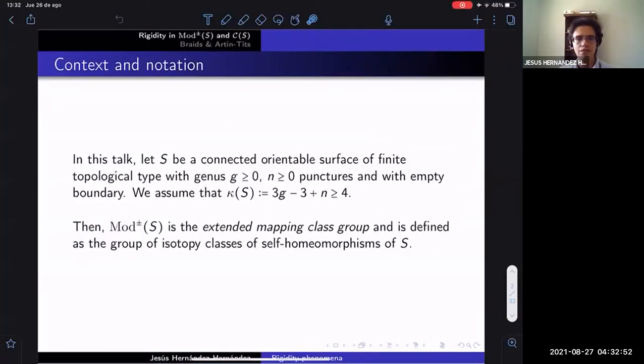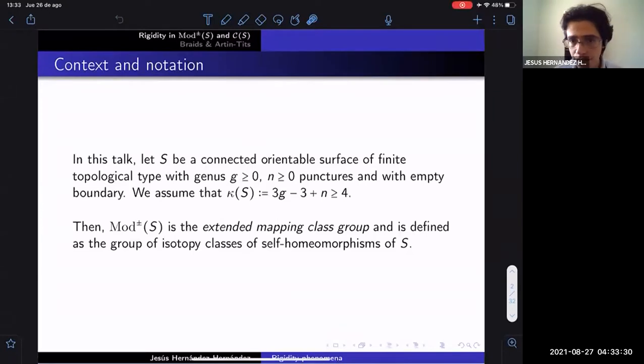So just to fix notation and give a fixed context for the results we're going to be talking about, let S be a connected orientable surface of finite topological type, genus g and punctures. We are going to consider for this part that S has no boundary. And we're going to say that the complexity of the surface is going to be greater or equal to 4, so that I don't need to consider special cases or low complexity cases.